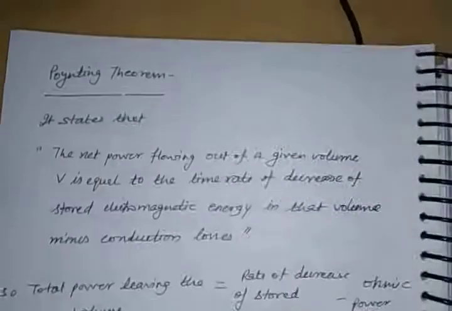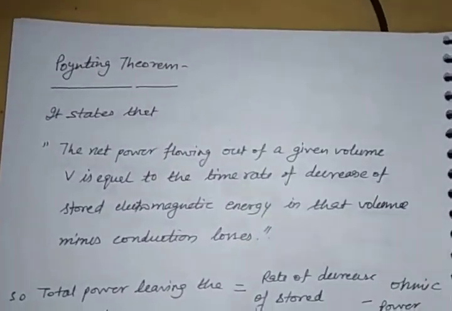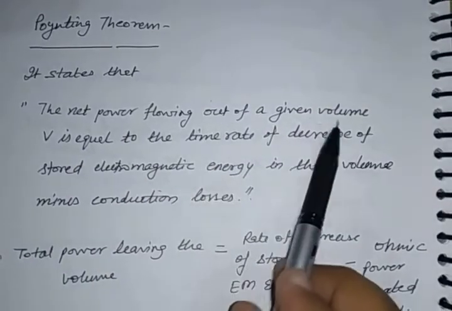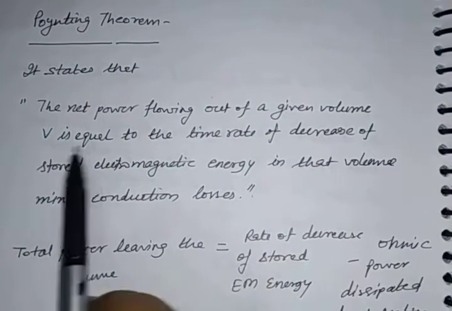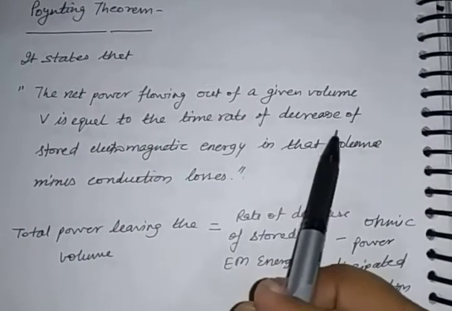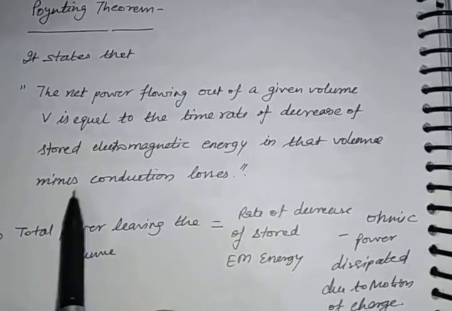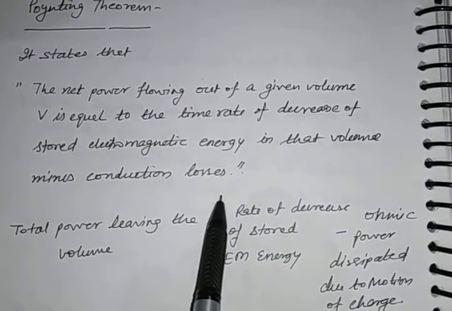This is given by the Poynting theorem. Poynting theorem states that the net power flowing out of a given volume, suppose V, is equal to the time rate of decrease of stored electromagnetic energy in that volume minus the conduction losses.